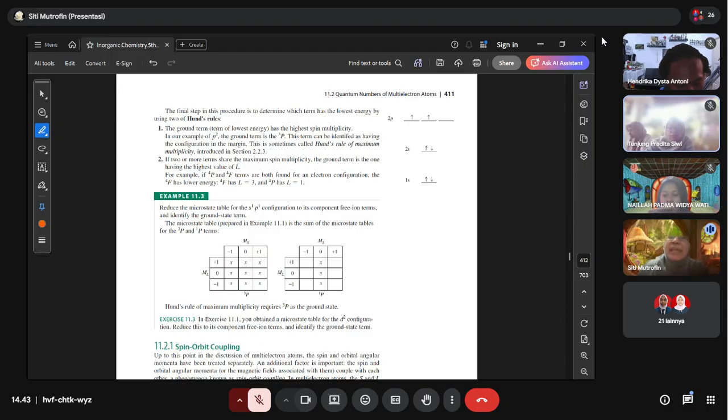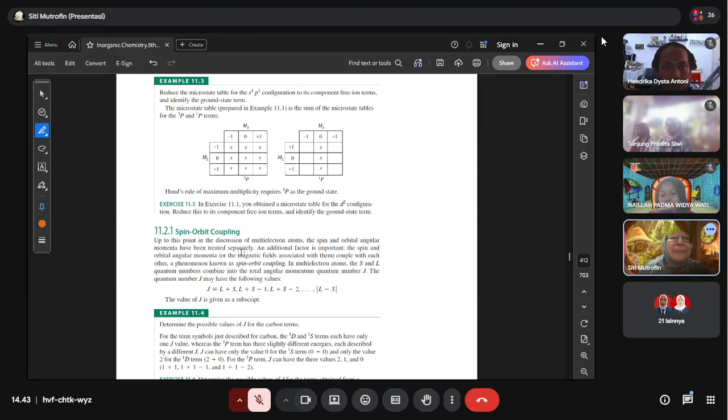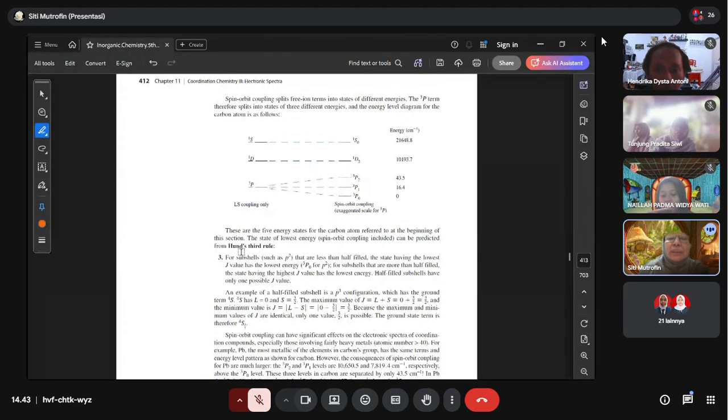Okay, it is enough. Do you still have questions related to this arrangement? Why is 3P the lowest one and then 1S the highest one?